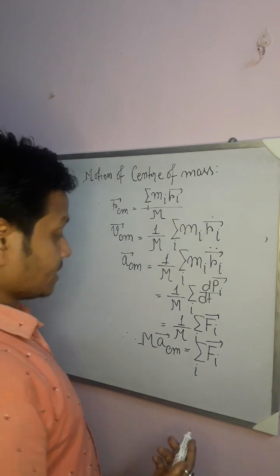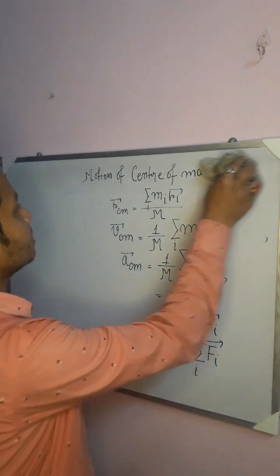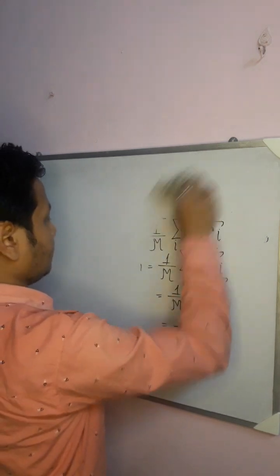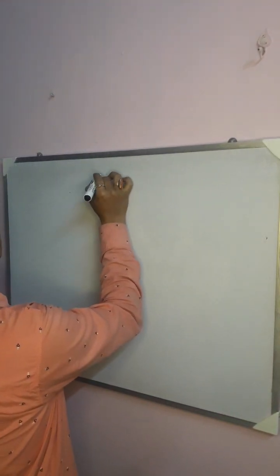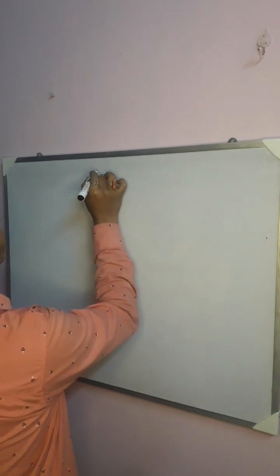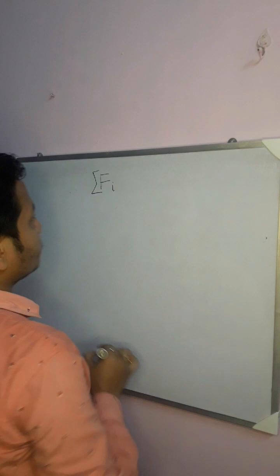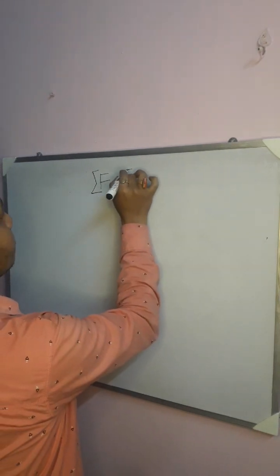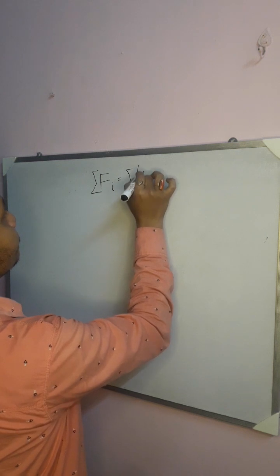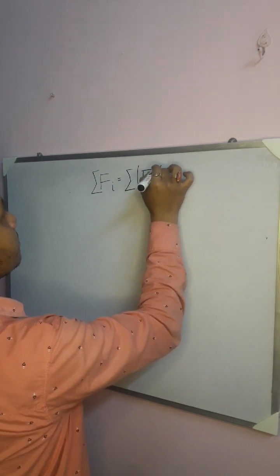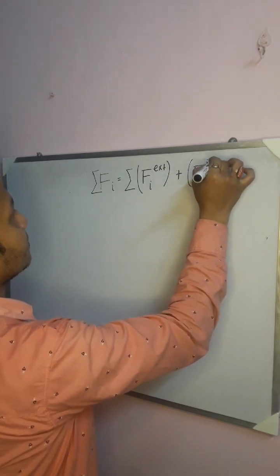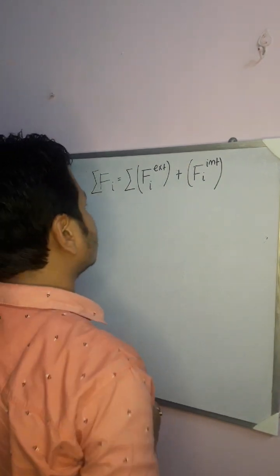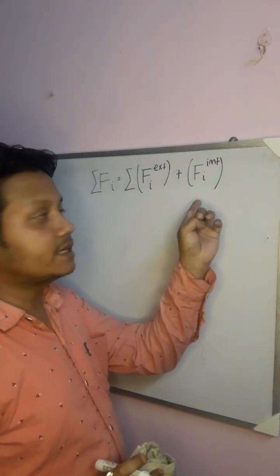Now let us see what F_i is. That, as I told previously, is the total force acting on the ith particle. So there are two parts: one is F_i external and another is F_i internal. So there are two forces, one is the externally applied force and another is the internal forces.